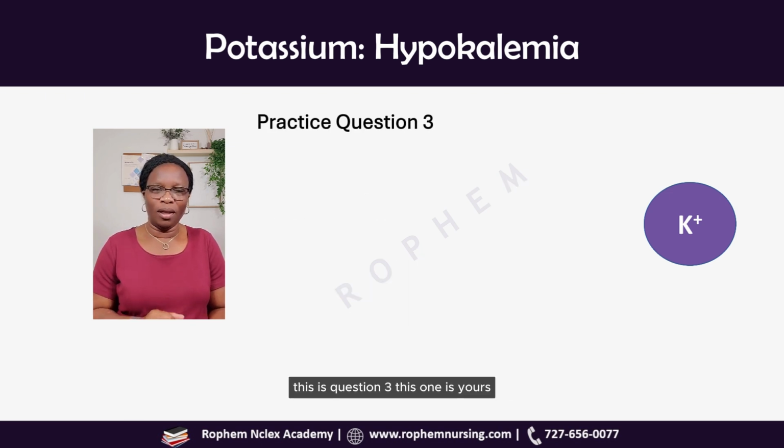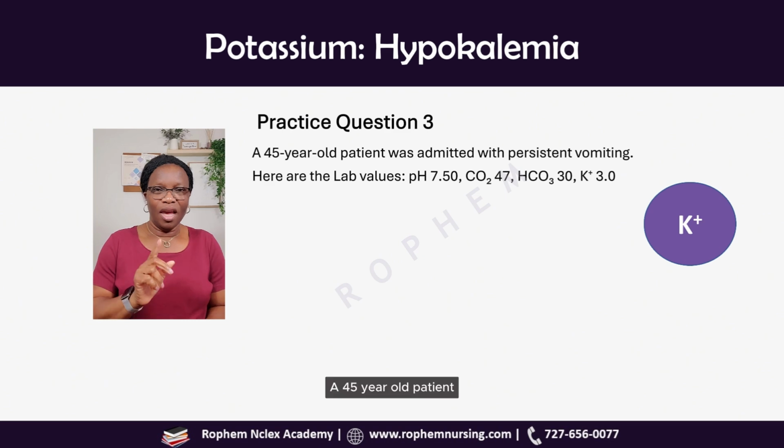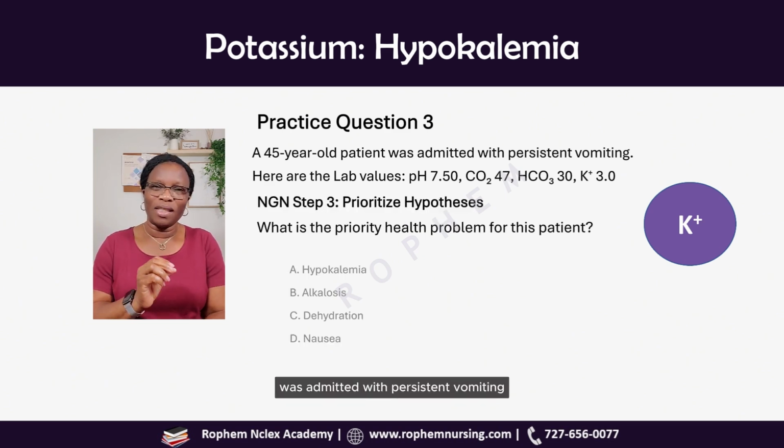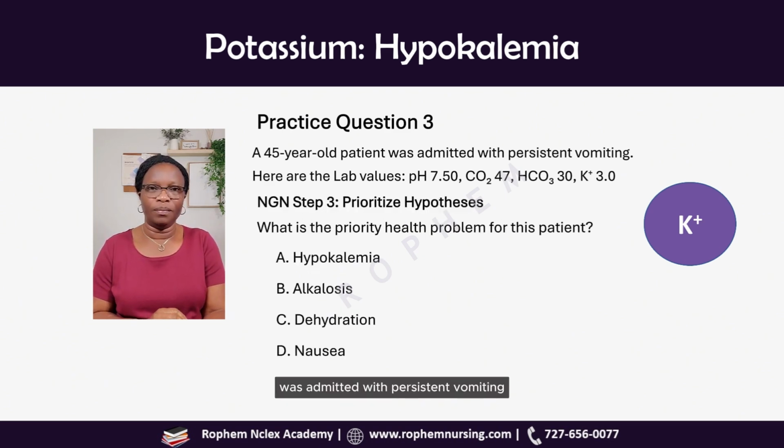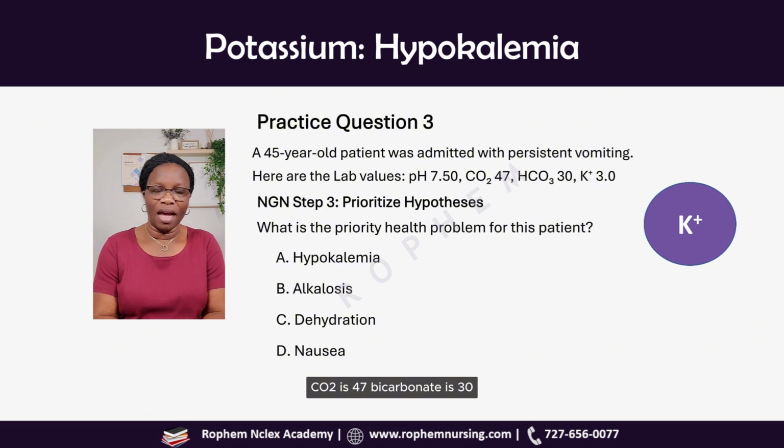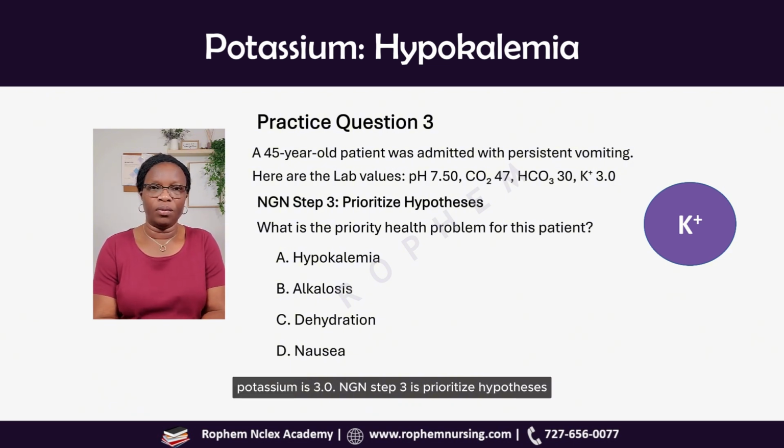This is question 3. This one is yours. A 45-year-old patient was admitted with persistent vomiting. Here are the lab values. pH is 7.50. CO2 is 47. Bicarbonate is 30. Potassium is 3.0.